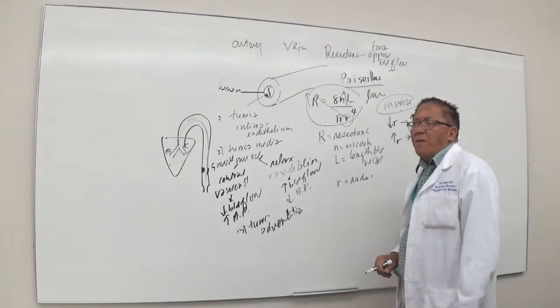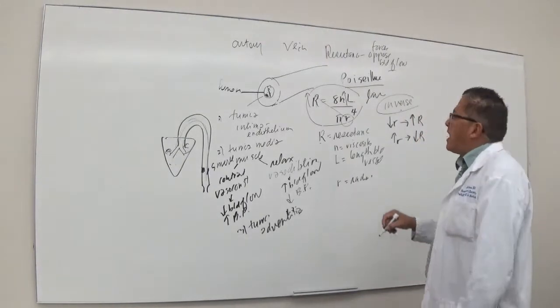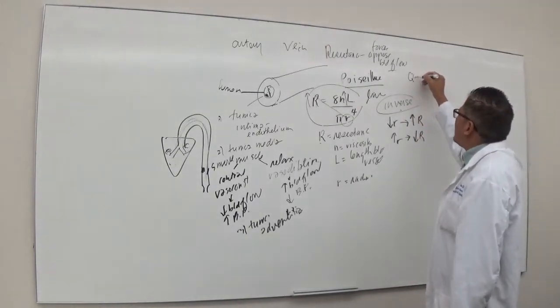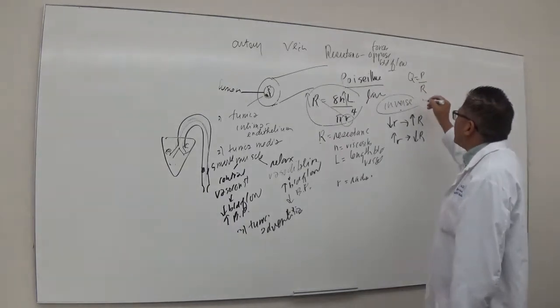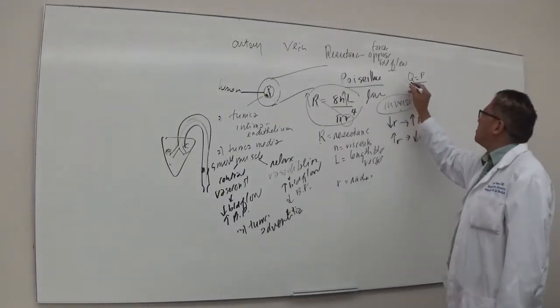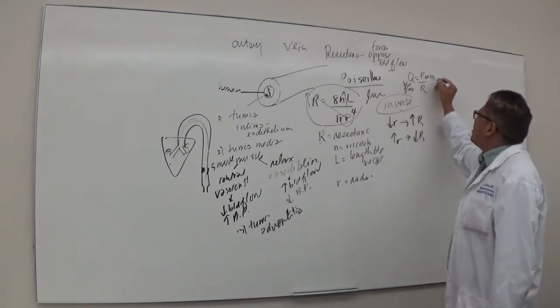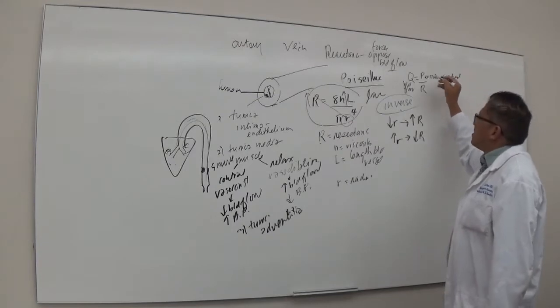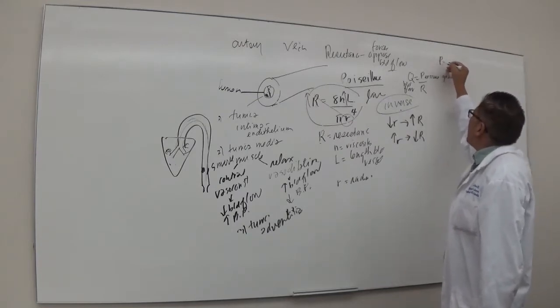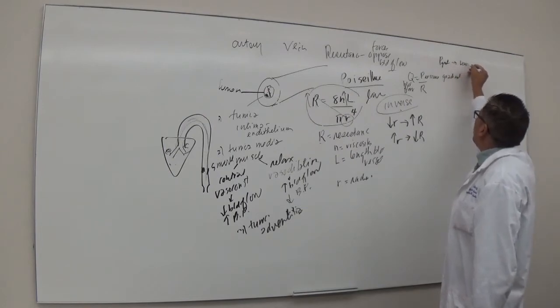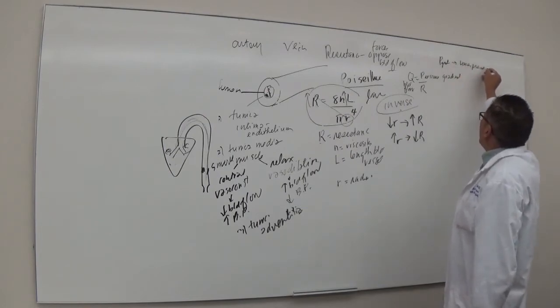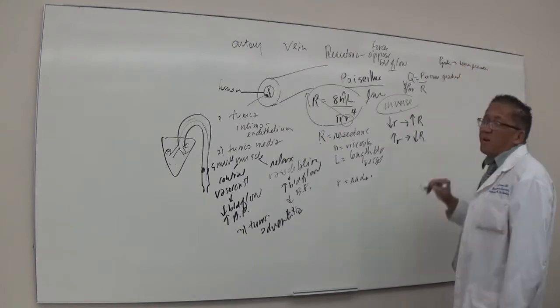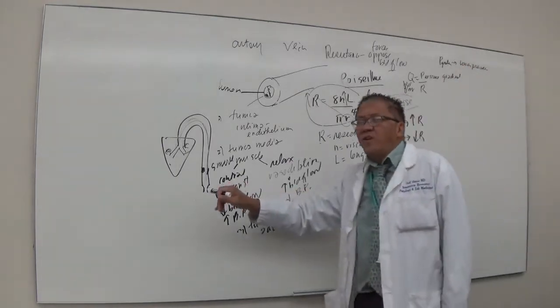Now, what happens? I forgot to mention the other law. What is this law? Q is equal to P over R. Q is blood flow. P is pressure, what? Gradient or difference. So that means P greater to what? Lower pressure. What do I mean by that? The blood will always flow.